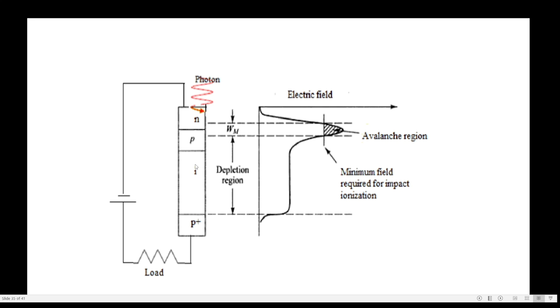When any charge carrier goes towards this amplification region or avalanche region, the charge carriers gain a sufficient amount of energy, collide with the valence electrons, and produce newly generated electron-hole pairs, so this region is known as the amplification region. Here, this particular field is known as the minimum field required for impact ionization.